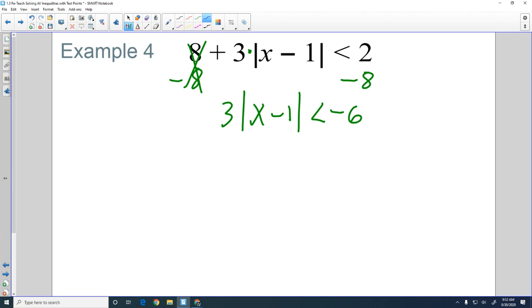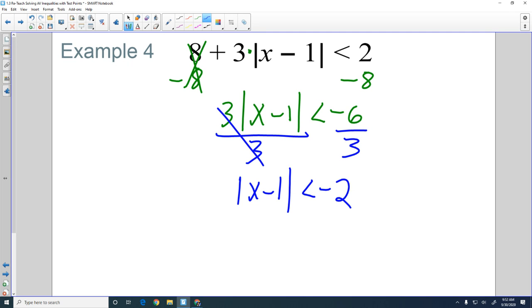Now I can divide by 3 on both sides to get rid of that 3. You have to get rid of each of those numbers separately. Please do not add them together. So we've got the absolute value of x minus 1 is less than negative 2.